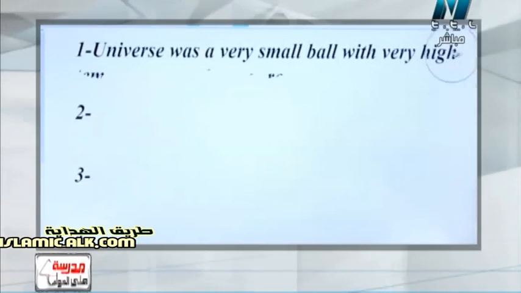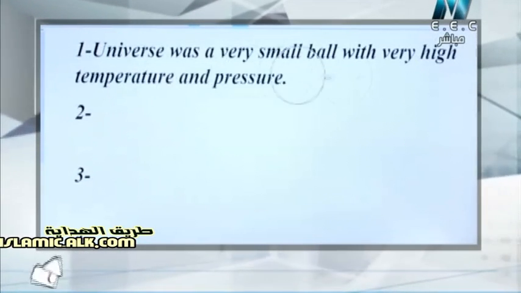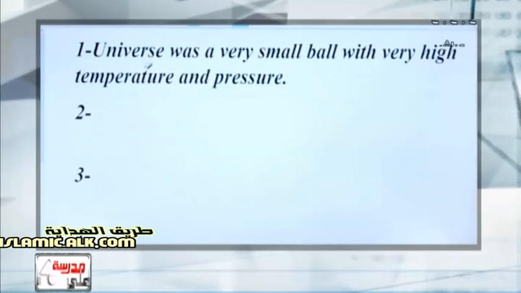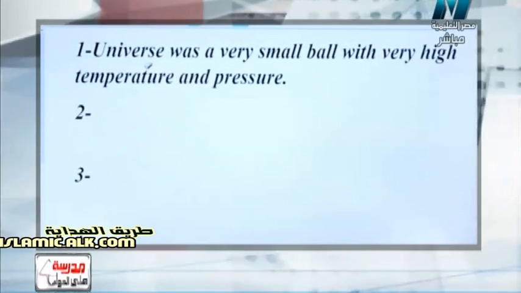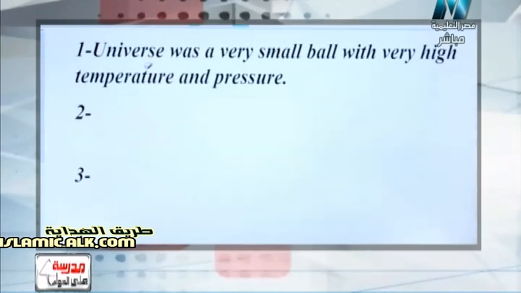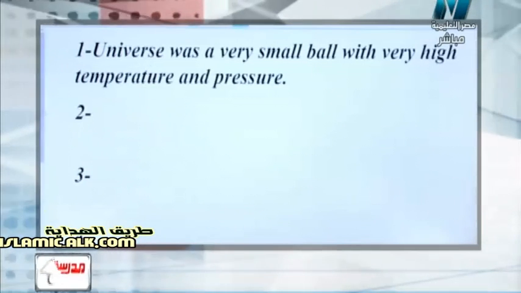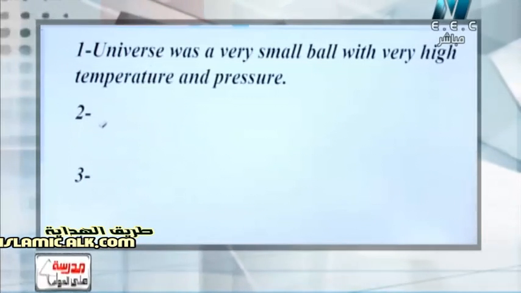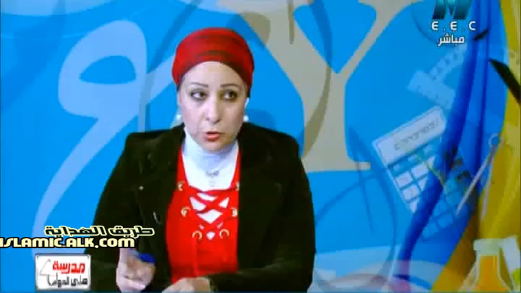Number 1, as we talk about, the universe was a very small ball with very high temperature and pressure. The whole universe was a very small ball, as this theory says, with very high temperature and pressure. Due to this temperature, here there is a question. What's the origin of the universe? And what happened to this high temperature that started with the Big Bang?